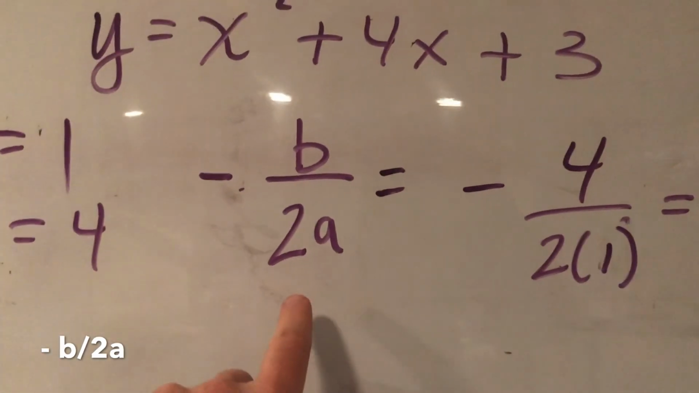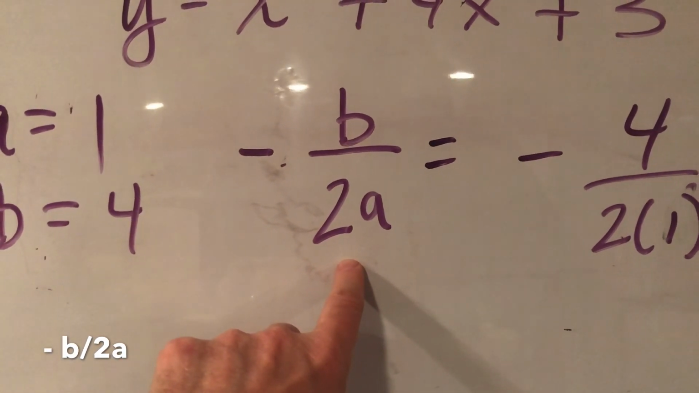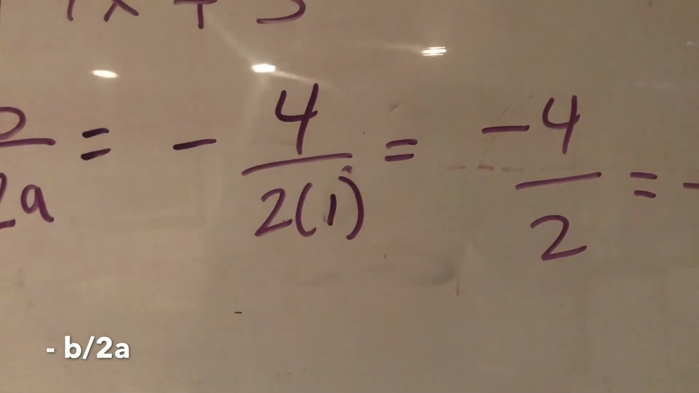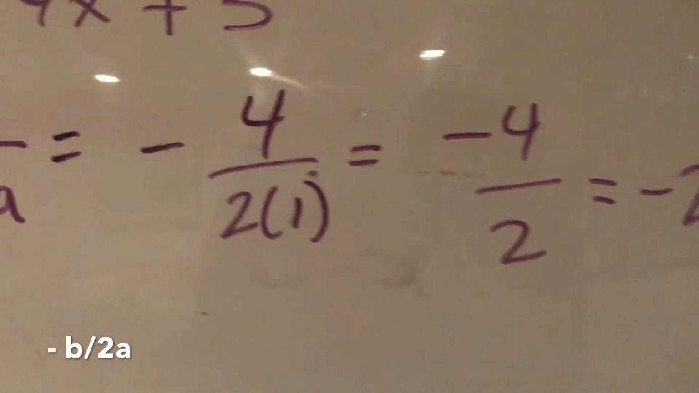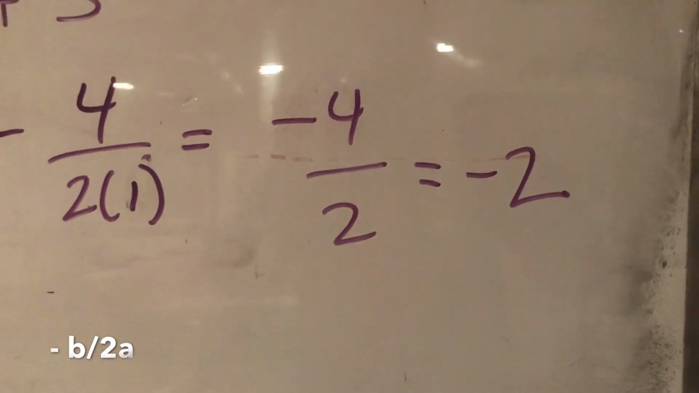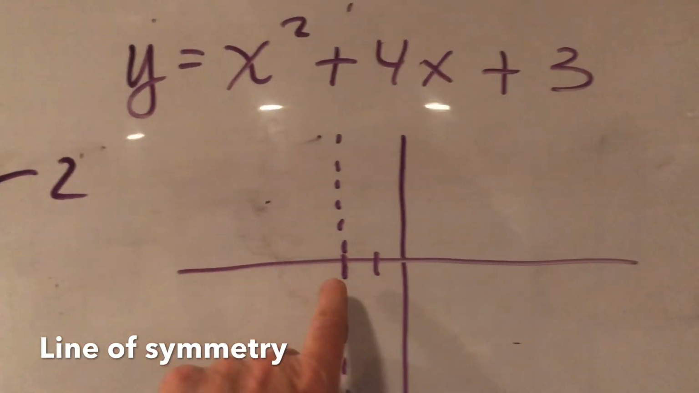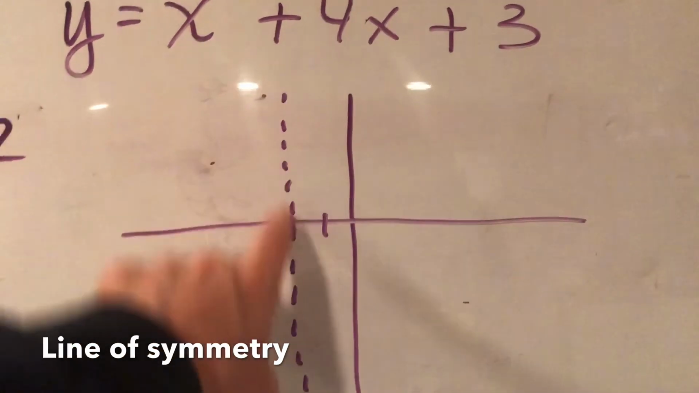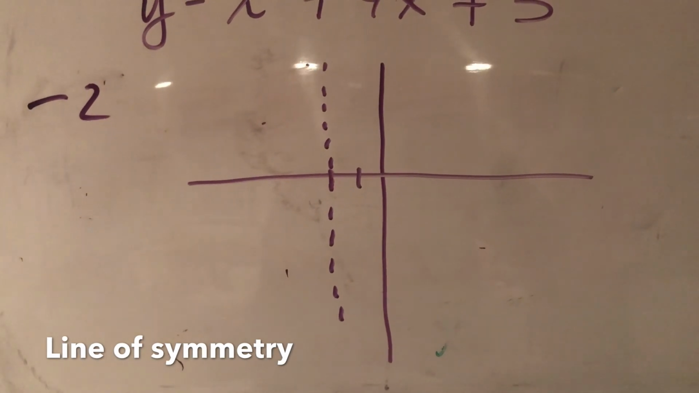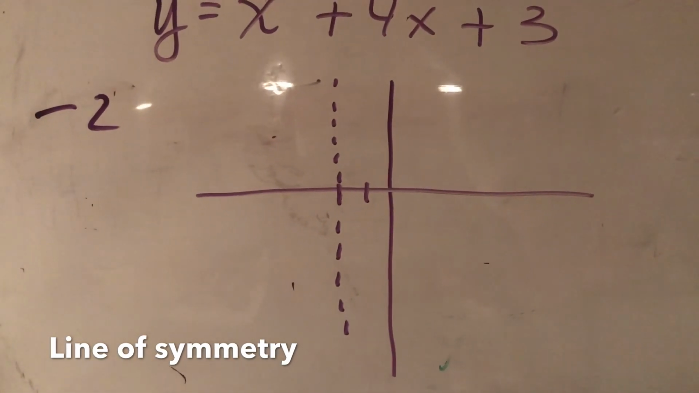The equation we use to find the line of symmetry is negative b over 2a. In this case, that means negative 4 over 2 times 1, which is negative 4 over 2, and that is negative 2. So that's going to be our line of symmetry. We go 2 to the left of the y-axis, and we can put a dotted line there, and that's going to be the middle of our parabola. There'll be symmetry on either side of this line.